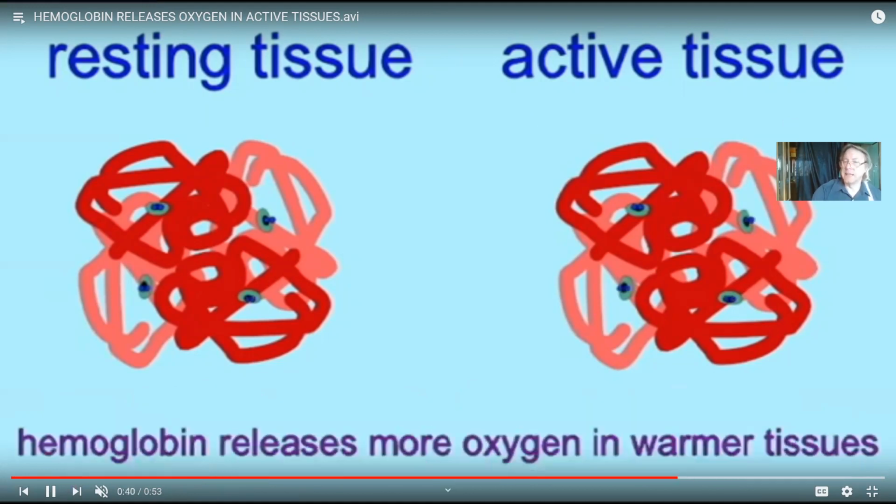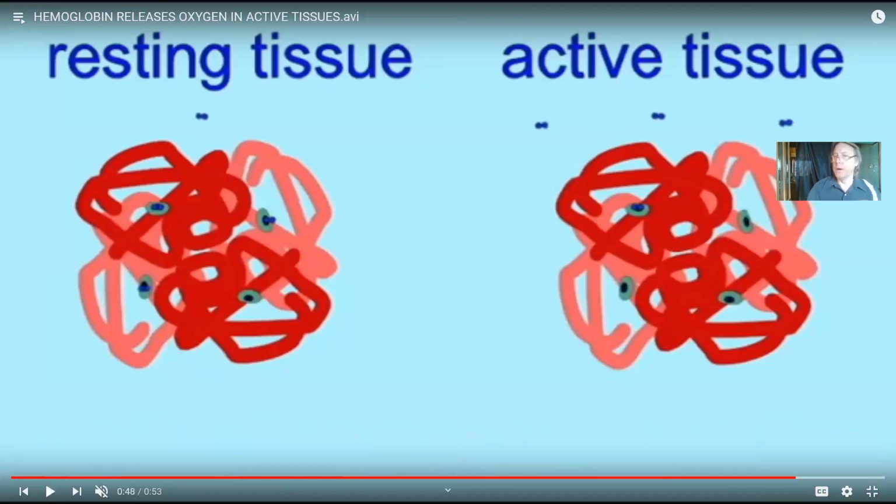Hemoglobin does the same in warmer tissues. In a warmer tissue, hemoglobin will let go of more oxygen. So when you're exercising, the muscles, which are working out very hard, need more oxygen. And they get more oxygen because the muscles which are active have a lower partial pressure of oxygen because they're using it. They are more acidic because they're building up lactic acid. They have a higher partial pressure of carbon dioxide, and they're warmer. All of those four independently cause hemoglobin to let go of more oxygen.